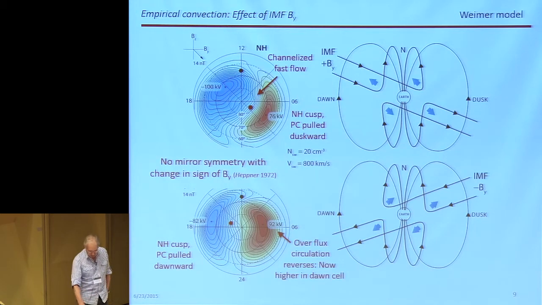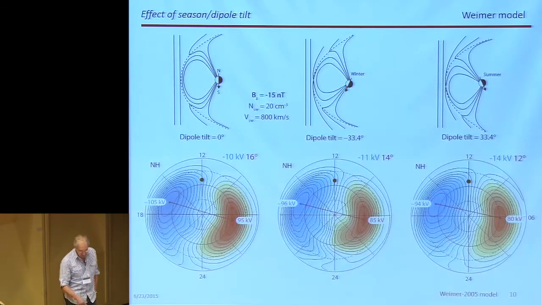And then the overflux circulation for the negative BY case actually reverses and now is higher in the dawn cell. And then the effect of season and dipole tilt. You can think of the dipole tilt when it's positive as being summer-like in the northern hemisphere and opposite, winter-like here. And so you see that the effect of the rotation is moderated to some extent here.